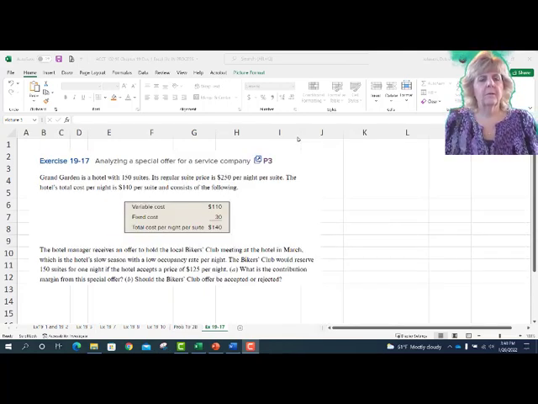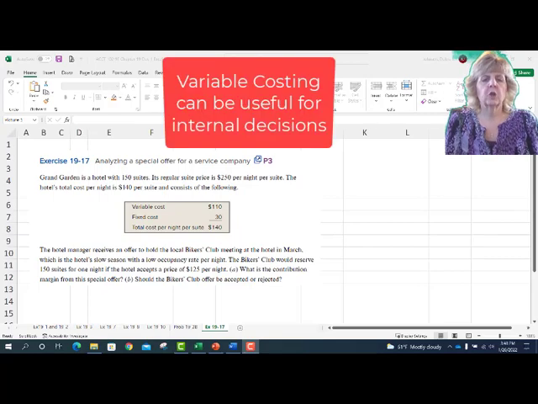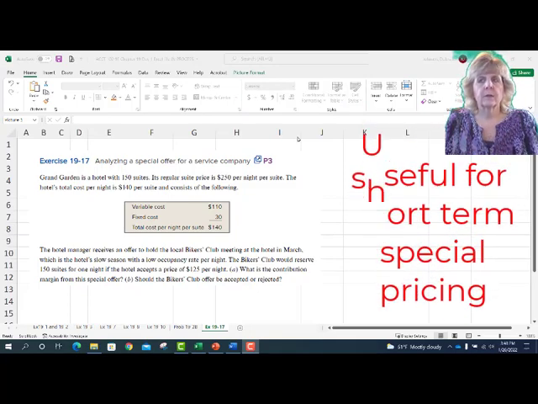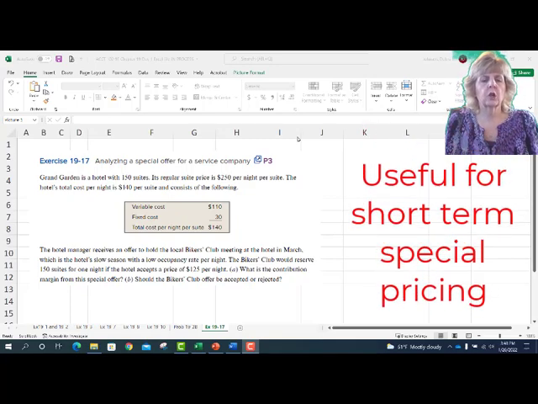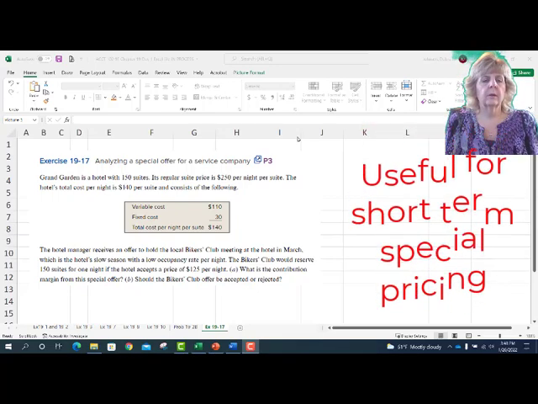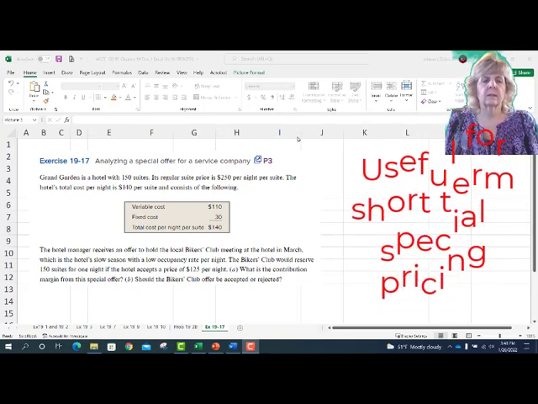Finally, an example of how variable costing can be a huge benefit to companies to help them make shorter term special offers. We know that in the long run, a product or a service's price needs to be enough to cover all the costs, variable and fixed, and to generate a profit. If that wasn't the case, then we would have lots of companies going under.